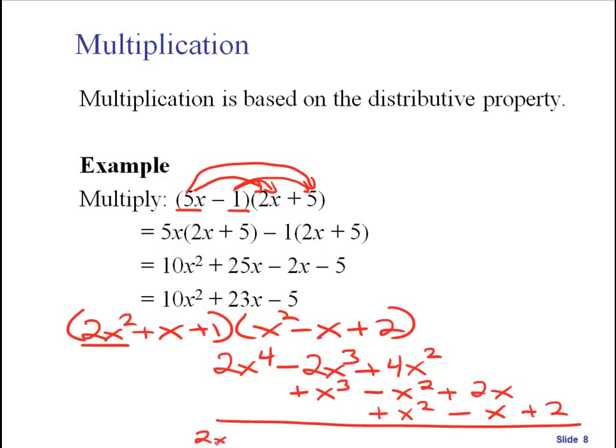So I've got 2x to the 4th, and then negative 2 plus 1, so minus x cubed, right? Because there's minus 2 plus 1, so that's minus one of them. So I got 4 minus 1 plus 1, so that's just plus 4x squared. 2 minus 1, so that's just plus 1, right? So there's just one of them, plus x, and then finally plus 2. So I would recommend learning that technique of just being systematic, starting with the first one, working your way all the way through. And don't worry about foiling.